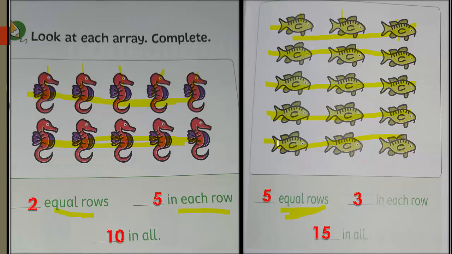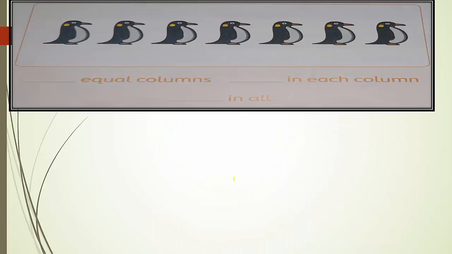Okay. Another exercise here. How many columns, my students? How many equal columns here? 1 column, go up and down. 2 columns, 3, 4, 5, 6, 7. I have 7 equal columns. How many in each column? How many? Just one, teacher. Yes. So in all, how many is the total here? 1, 2, 3, 4, 5, 6, 7. I have 7. Let's see another exercise.